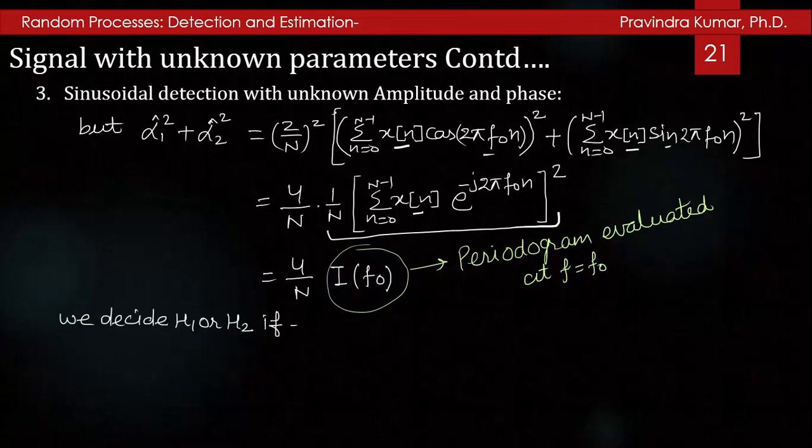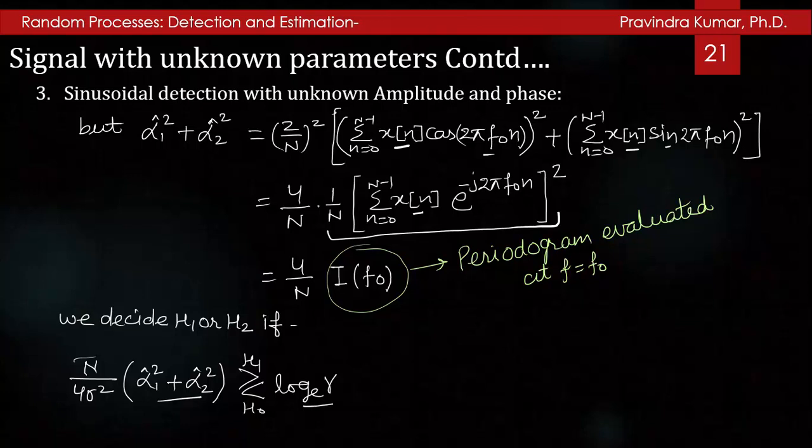So we decide H1 or H0 if (n/4σ²)(α1 cap² + α2 cap²), the log likelihood function, is greater than or less than log e^γ. Since you have calculated α1 cap² + α2 cap², (4/n) I(f0), I can write I(f0) greater than or less than σ² log e^γ. I(f0) is the periodogram, so we will compare the periodogram with the threshold value σ² log e^γ.